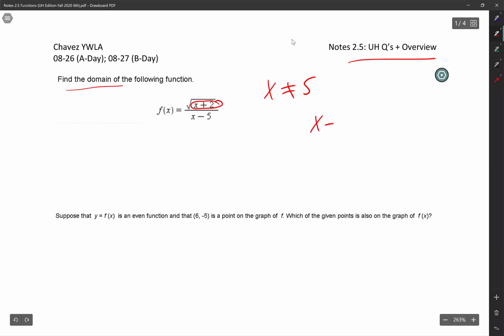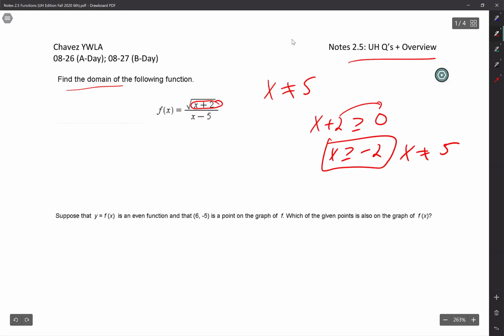Well, remember that the expression inside the square root, guys, must be greater than or equal to 0 because you can't take a square root of a negative number. So to figure out what this x value is, you just move the 2 to the other side. x is greater than or equal to negative 2. And there's my domain. x is greater than or equal to negative 2, but it cannot equal 5.